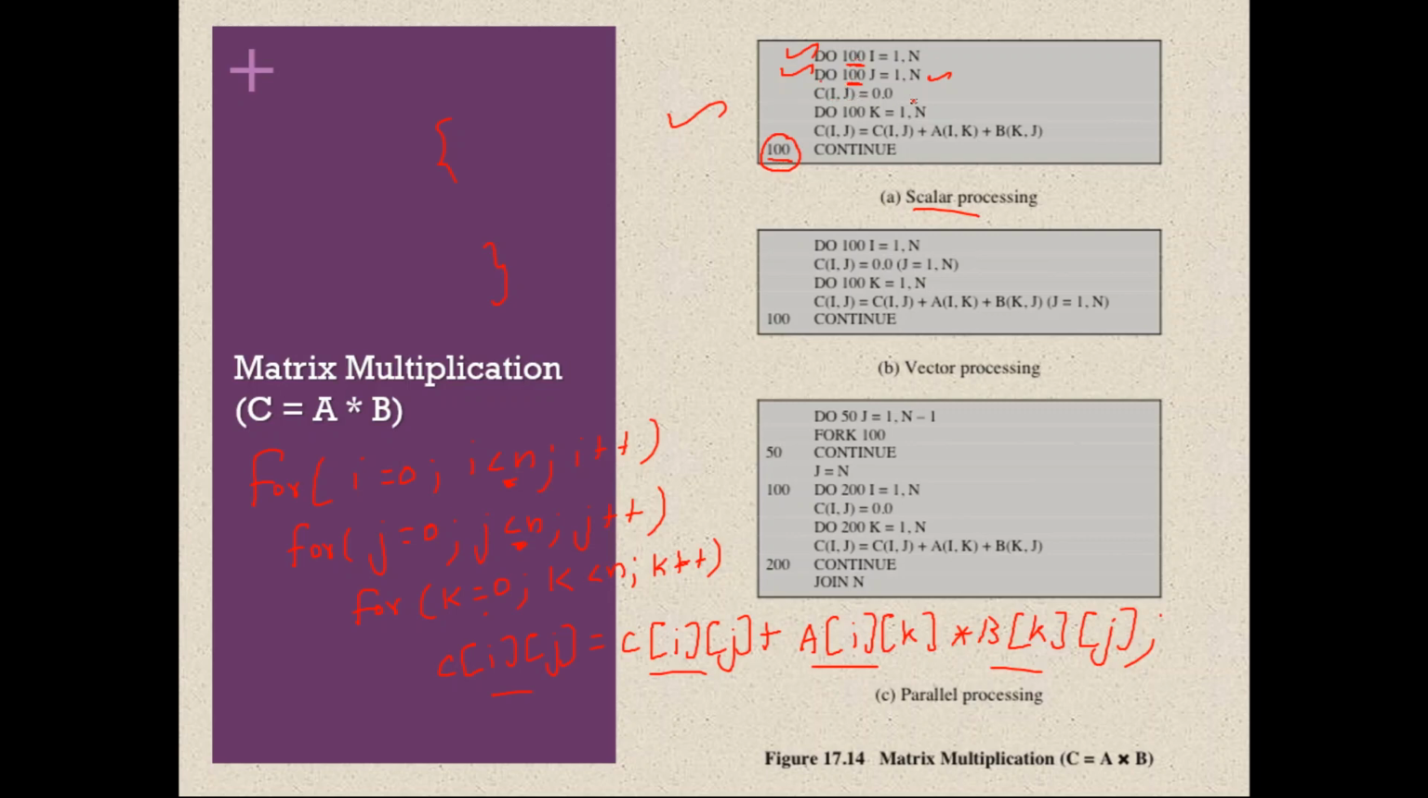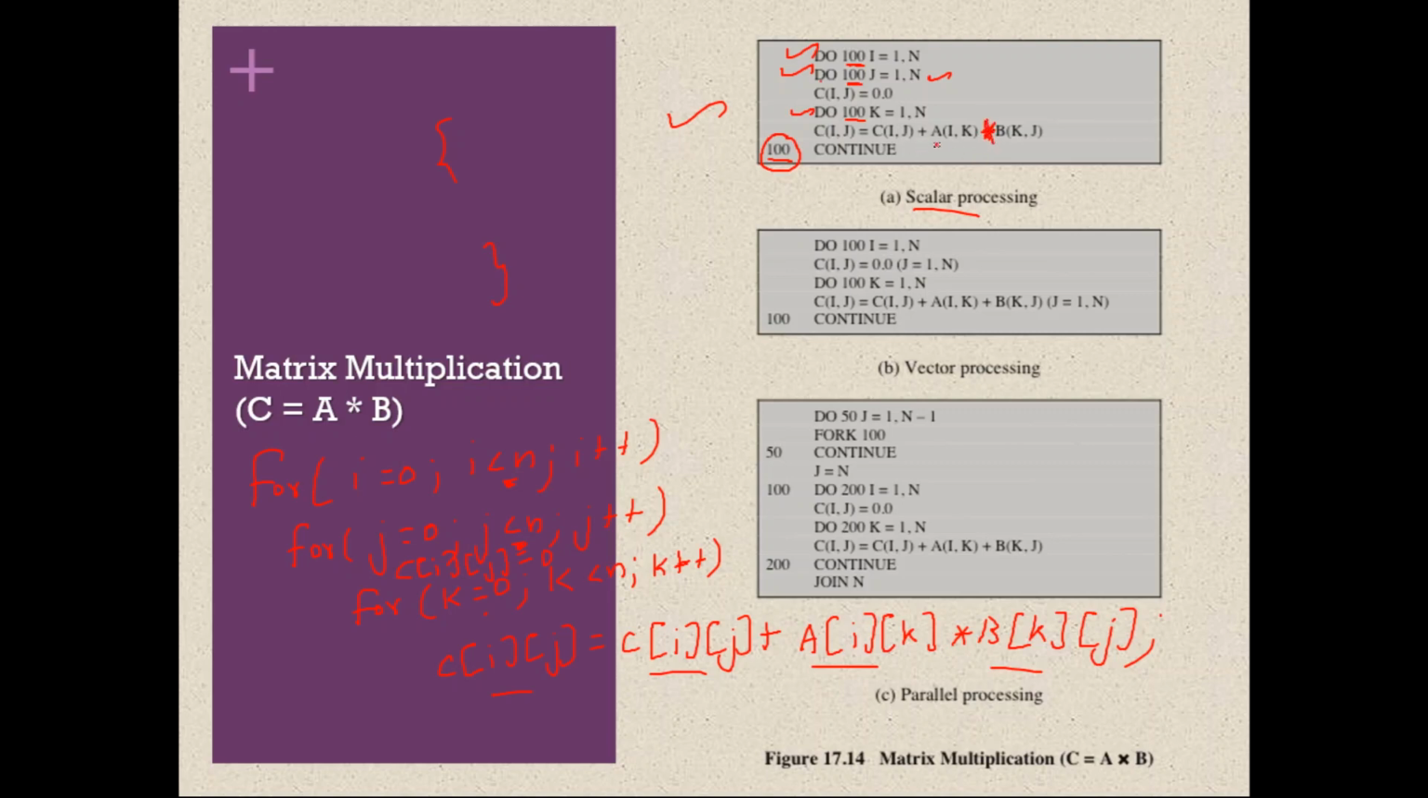Then here we are assigning c of i comma j equal to 0. Here you can also write inside the j loop c of i comma j equal to 0. So initially c of i comma j is set to 0. Then the next k loop, do 100 k equal to 1 to n. This k loop starts here and also ends here, right? Then this is the logic, c of i comma j equal to c of i comma j plus a of i comma k into b of k comma j. This is multiplication.